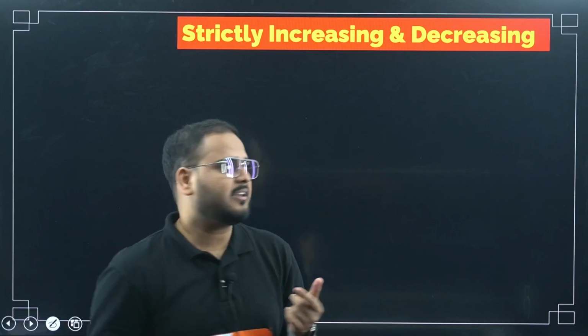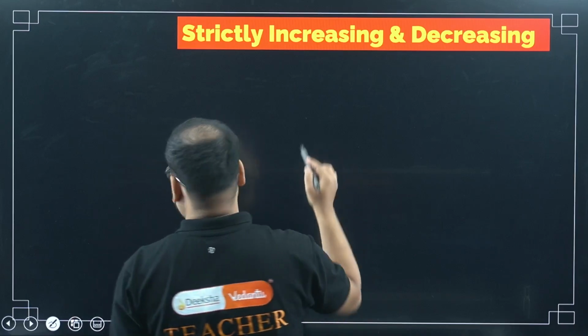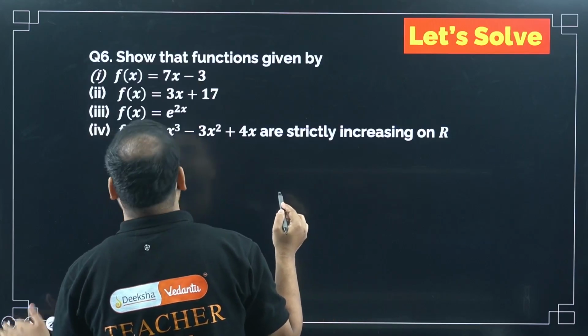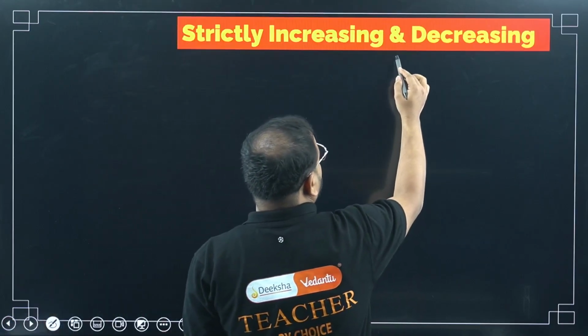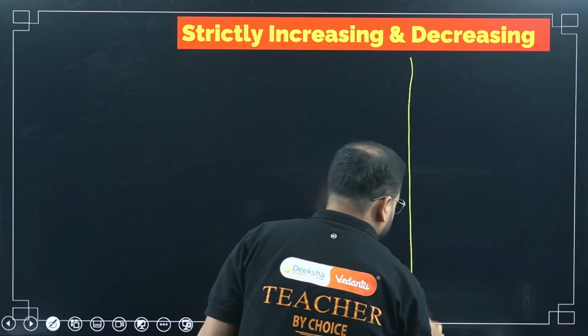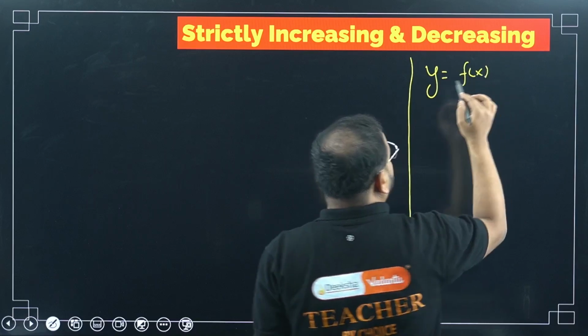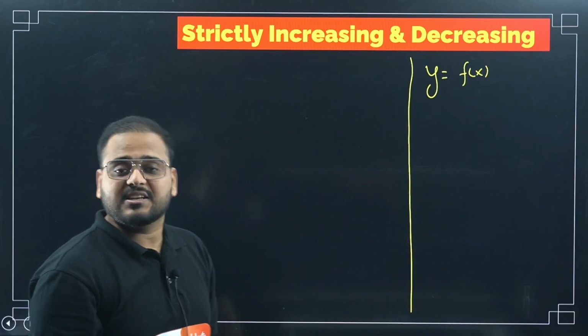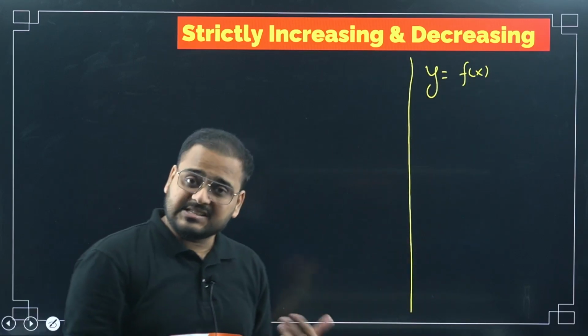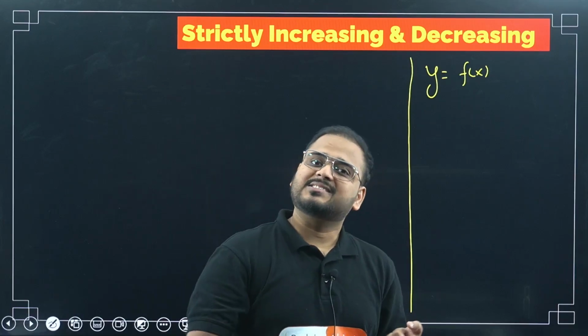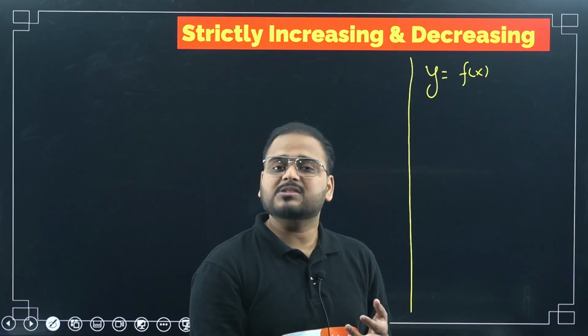Means when can I say, if I have a function defined like this, y equals to f(x), then when can I say this function is increasing in nature, or decreasing in nature? We also have something called strictly increasing or strictly decreasing. What is the meaning of this, sir?